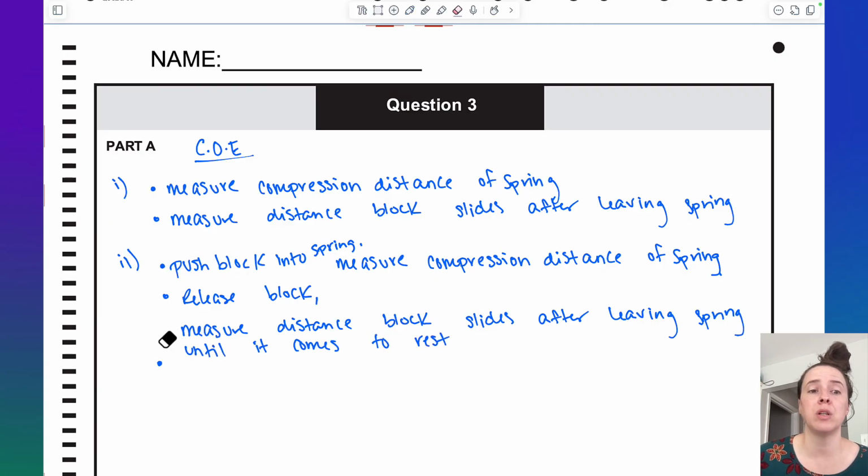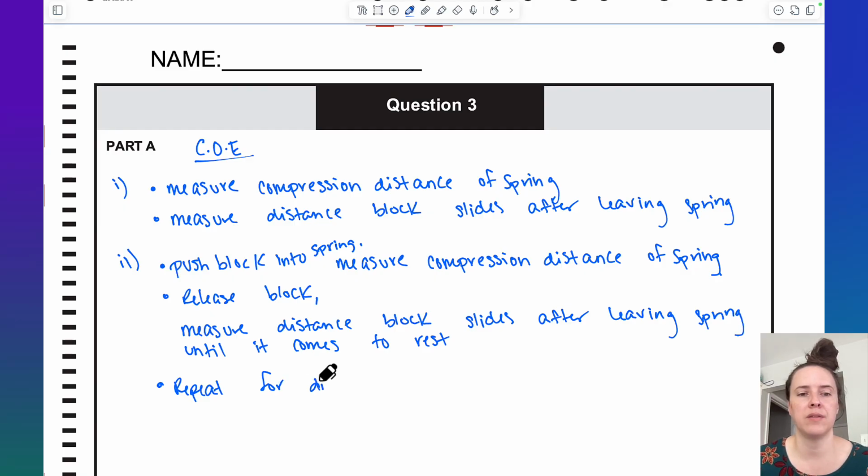And then we're going to do it again after changing the thing we have control over. So we have control over how far we push the block into the spring. So we're going to repeat for different compression lengths. That's it. The end. Short, sweet, to the point.